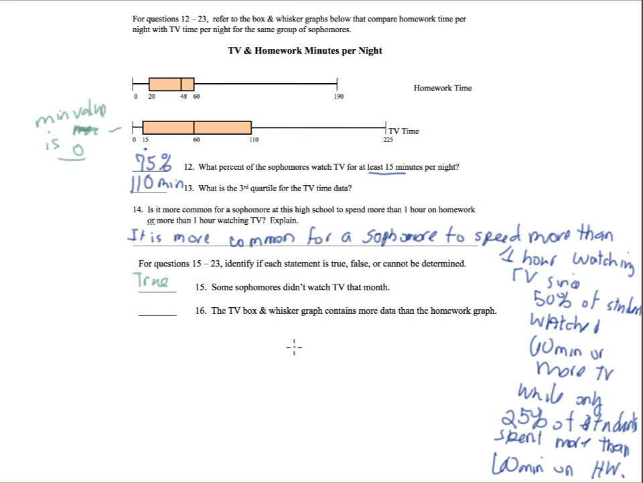The TV box and whisker plot contains more data than the homework plot. Well, false, or not enough information to figure it out, because that's the downside of a box plot. It doesn't tell us how many data points there are. It just tells us our minimum value, quartile 1, median, quartile 3, and maximum value.